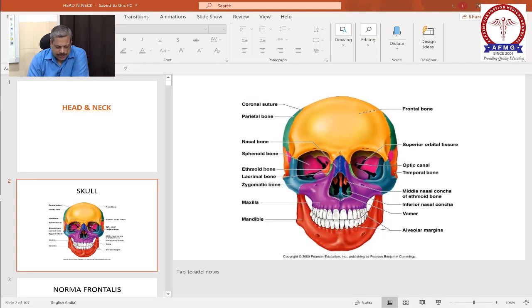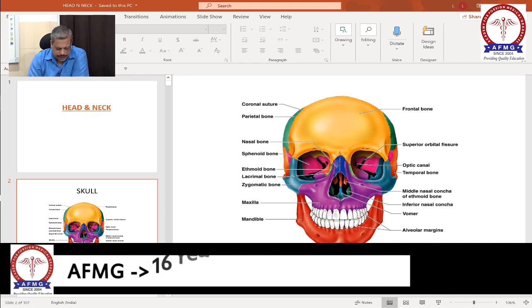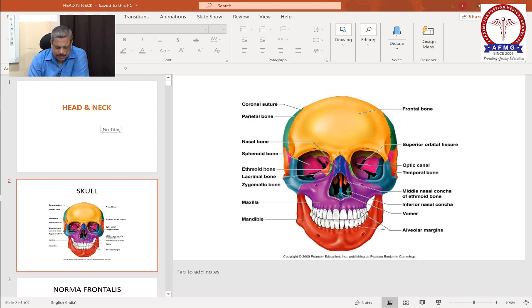See the bones which are visible here. This is the frontal bone. This bone is the parietal bone. Then see, this is the nasal bone. It is also labeled. This is nasal bone. This bone is maxilla, which forms the upper jaw, and this is the lower jaw, which is formed by mandible bone. This bone is zygomatic bone. So these are the major bones which we can see in the norma frontalis.